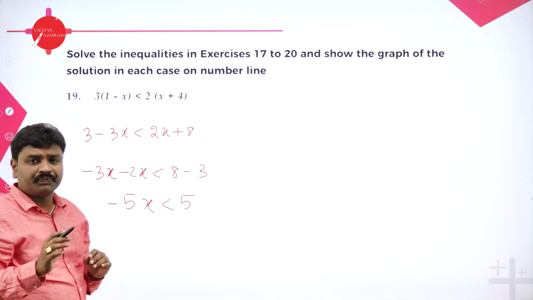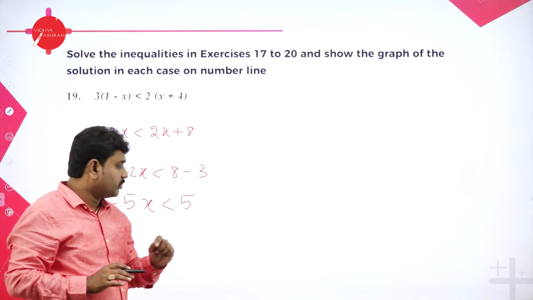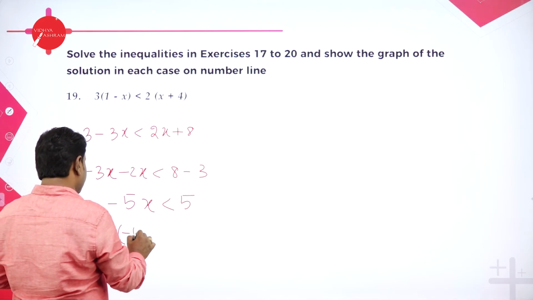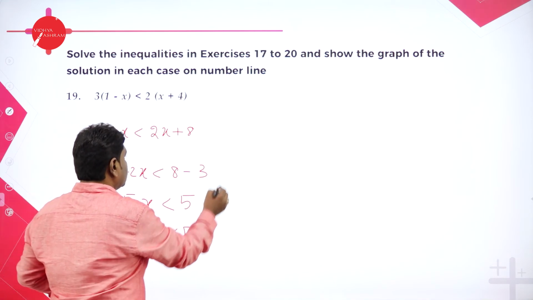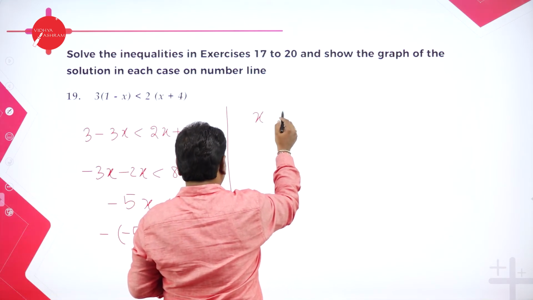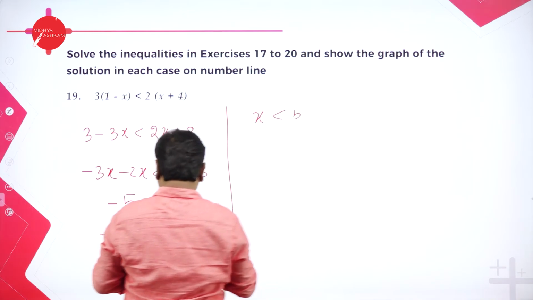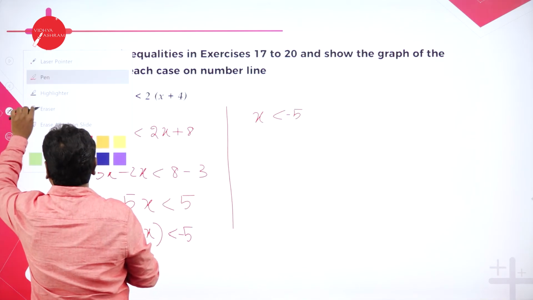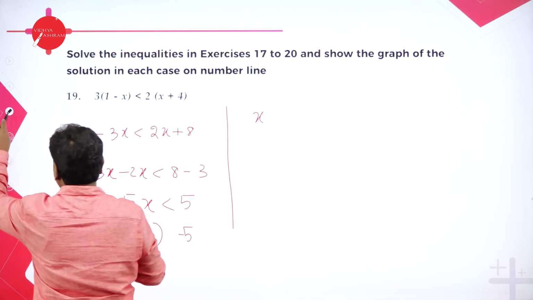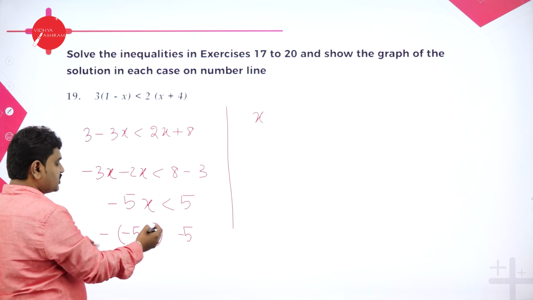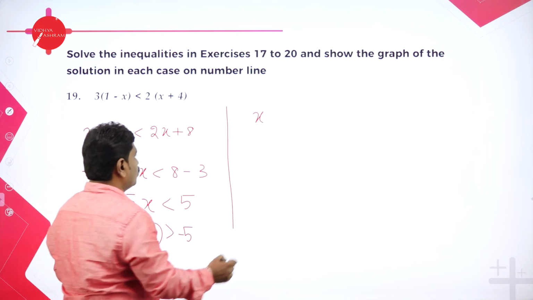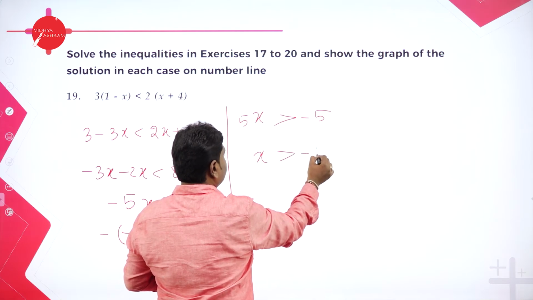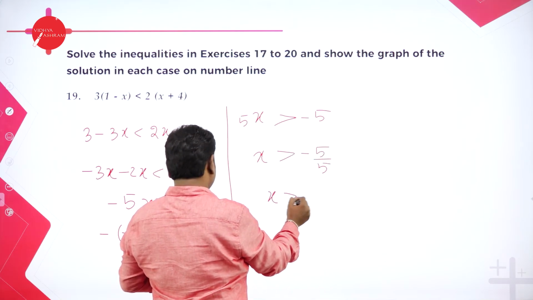I always told you the x coefficient should not be negative, but here you have a negative x coefficient, so make it positive, multiply minus on both sides. Minus of minus 5x less than 5 becomes... I told you, whenever you multiply minus on both sides, the relation changes. What changes? Relation. So I am multiplying minus on both sides, so less than becomes greater than, so it will become 5x greater than minus 5, or x is greater than minus 5 by 5, or x is greater than minus 1.